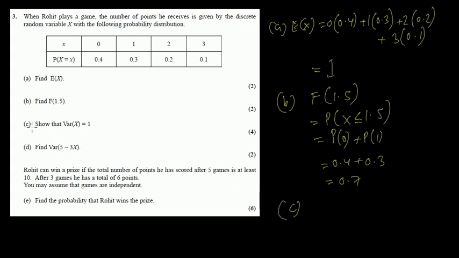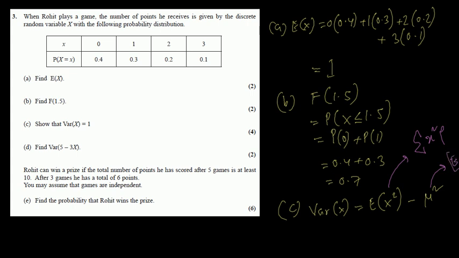Question number C, show that the variance is also 1. So the formula for variance is E of X squared minus mean squared. E of X squared means summation of random variable squared into probability, and this refers to the expected value, and we square the expected value, so the expected value whole squared.